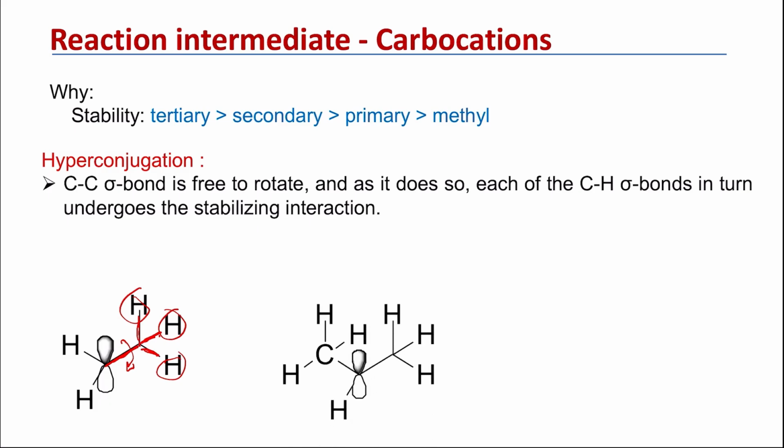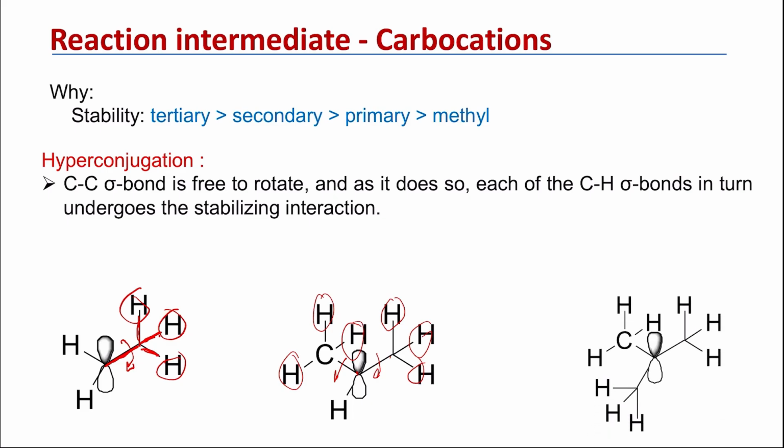If you have a secondary carbocation like this one, now you have six different hydrogens on the 2-methyl group attached to the positively charged carbon. Each of these bonds can freely rotate, and each of the six hydrogens can contribute to the hyperconjugation. If you have a tertiary carbocation, then we're going to have nine different hydrogens. The more hydrogens that can contribute to the hyperconjugation, the more stable the carbocation.